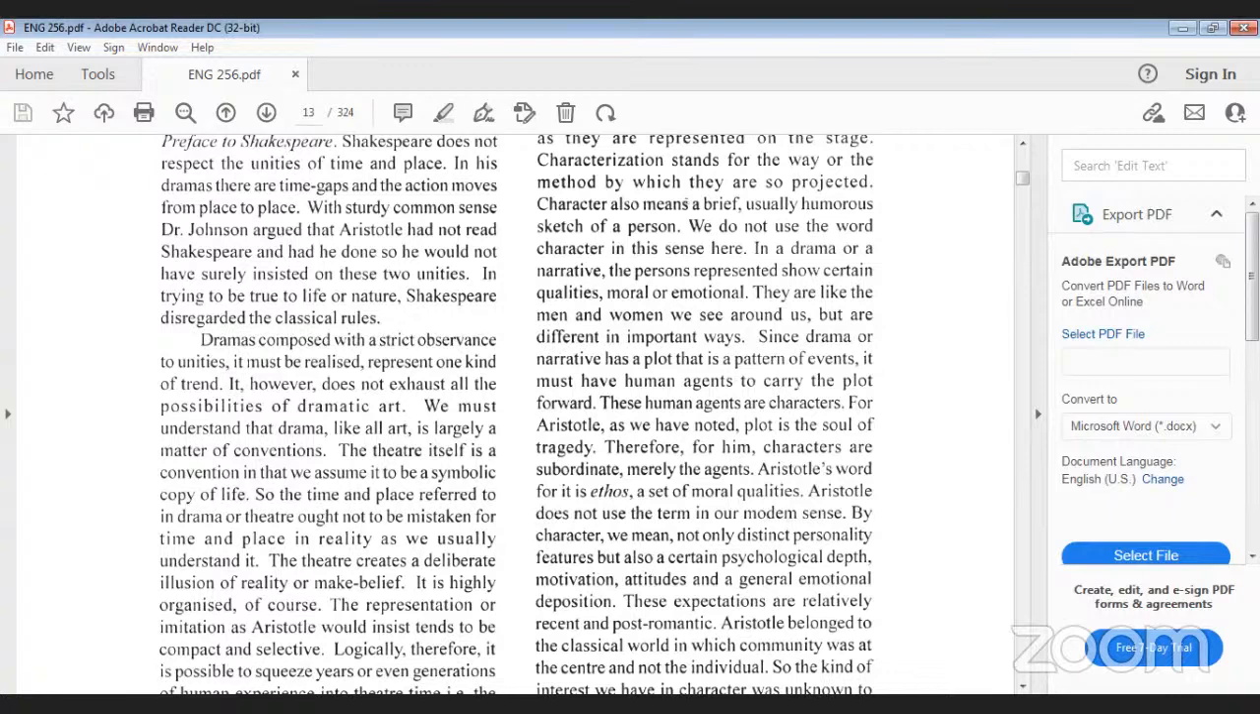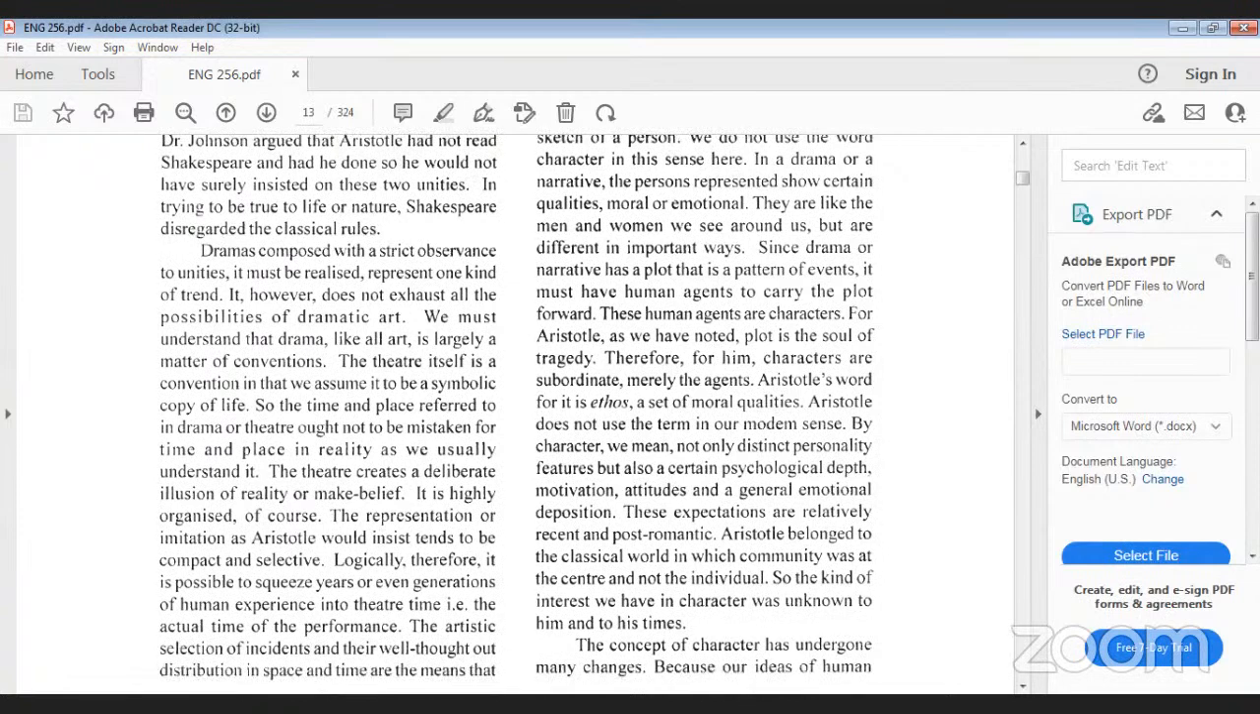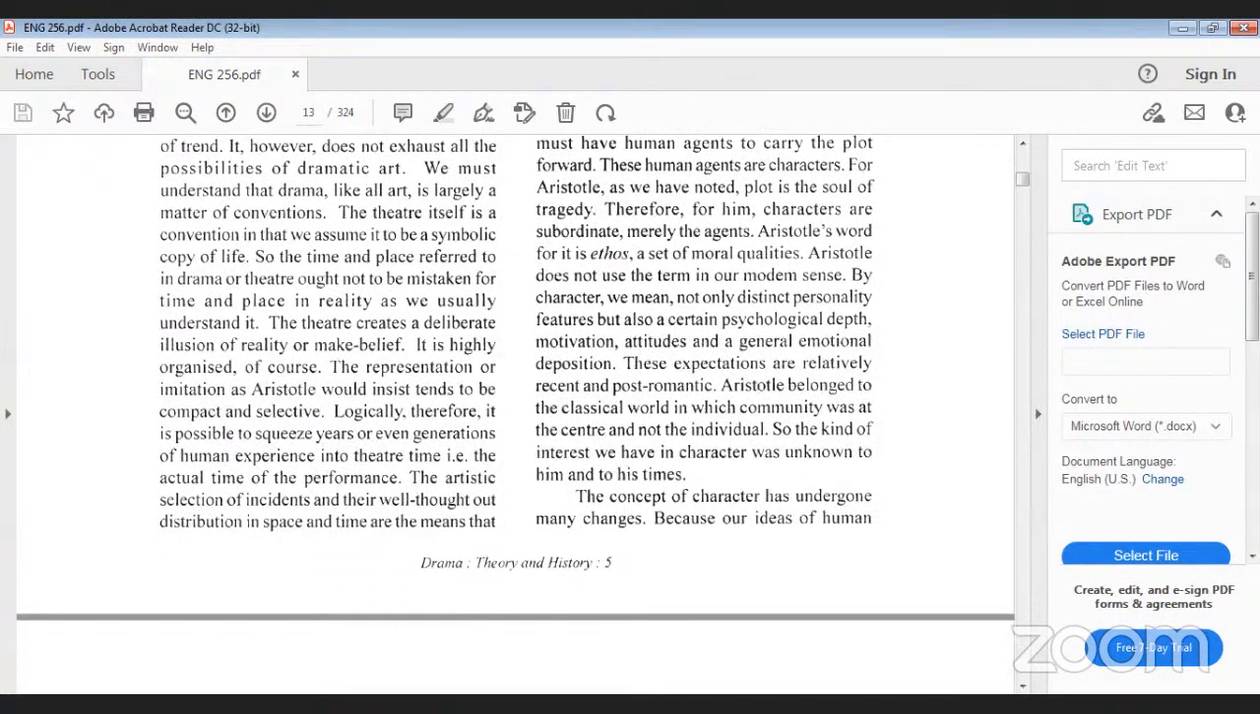As we usually understand it, the theater creates a deliberate illusion of reality or make-believe. It is highly organized, of course. The representation or imitation, as Aristotle would insist, tends to be compact and selective. Therefore, it is possible to sequence years or even generations of human experiences into theater time, that is the actual time of performance. The artistic selection of incidents and their well thought out distribution is the same in time and space.